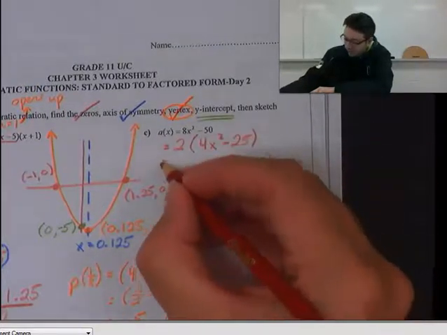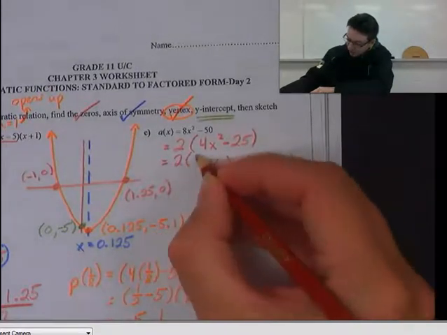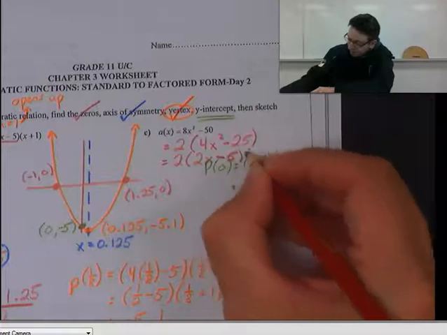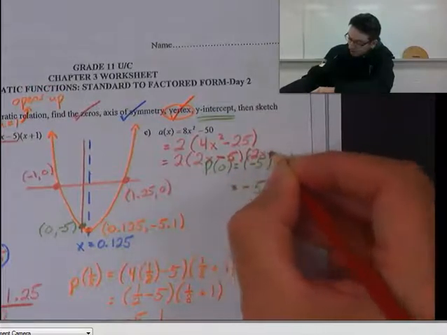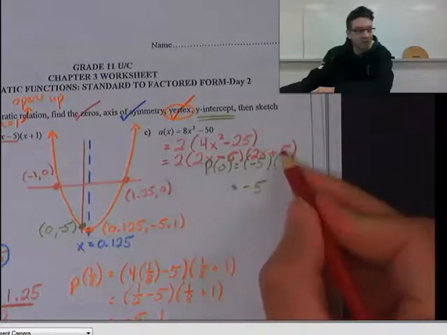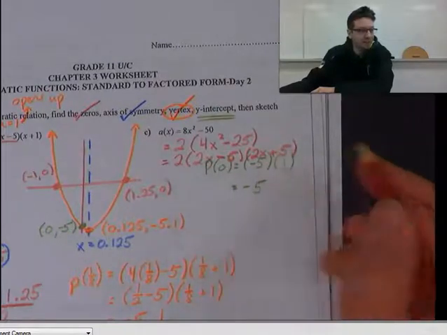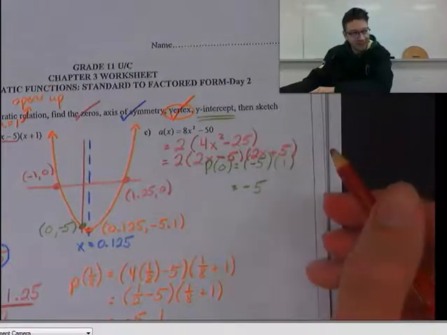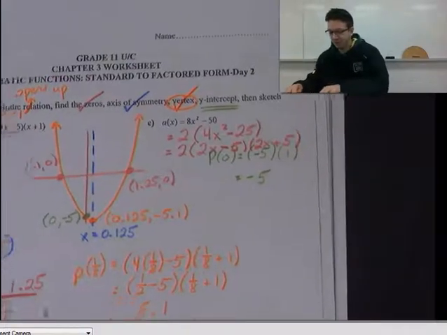So now I can write this as 2 times 2x minus 5 and 2x plus 5. Okay, so now I have it in factored form. I can go ahead and find my zeros, my axis of symmetry, vertex, y-intercept, and sketch it. So I'm going to pause there.